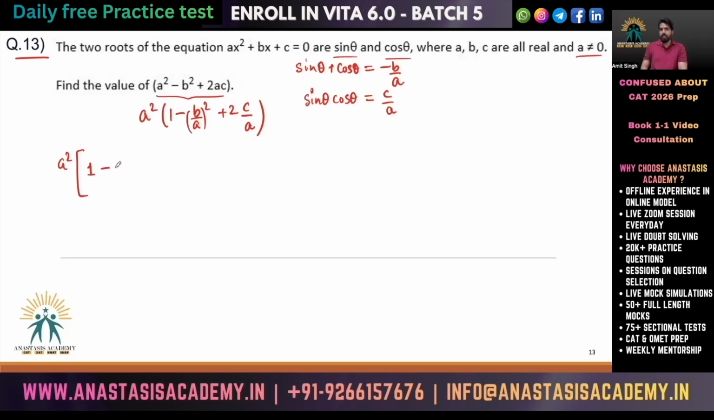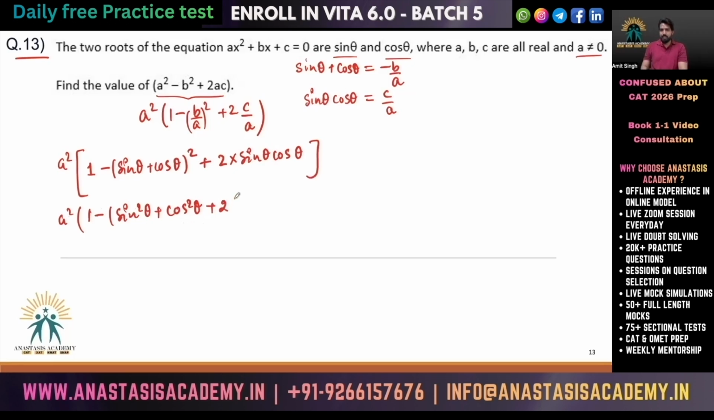So it would be 1 minus b by a whole square. That would be sine theta plus cos theta whole square plus 2 times c by a. C by a would be sine theta cos theta. Right. So it is a square into 1 minus, you get sine square theta plus cos square theta. And yes, it is a beautiful identity because I know sine square theta plus cos square theta is 1, plus 2 times sine theta cos theta.